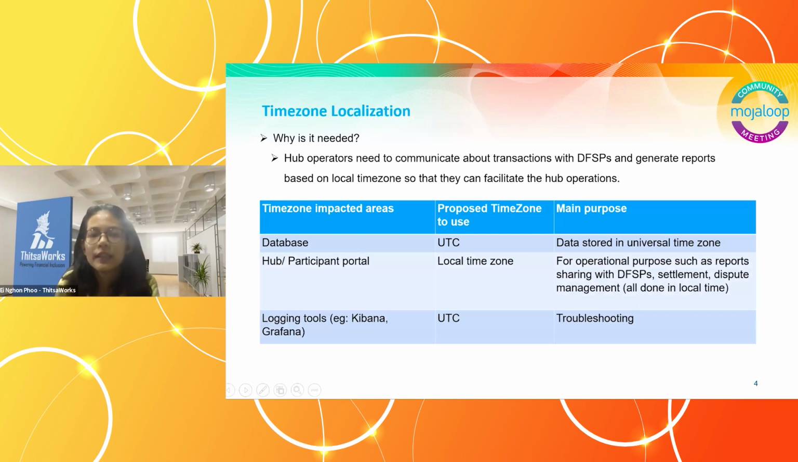So firstly, the time zone localization. The reason why we need the time zone localization is the hub operator will have to communicate about the transaction and the settlement and the other operational businesses with settlement bank and the other DFSPs who are onboarded on the switch on a day-to-day basis. And they have to communicate about those operations and the transaction in their localized time zone. So we brought this localization feature, and the approach we'd like to take is we will be storing the data of the transaction in the UTC time zone.